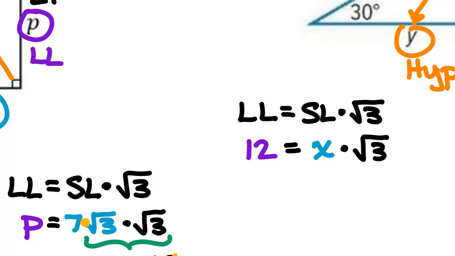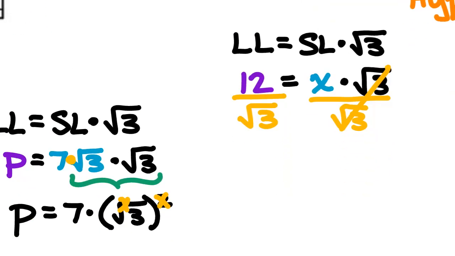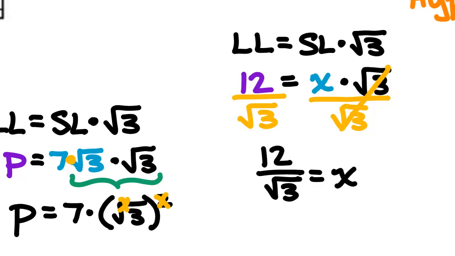I want to get SL by itself. I want to get X by itself. That means I have to get rid of this radical 3 that's being multiplied to it. What operation will get rid of that square root of 3 for me over there? Division. It's being multiplied, so division is going to get rid of it. Cancels out on the right. On the left, I have 12 over the square root of 3 is equal to X.